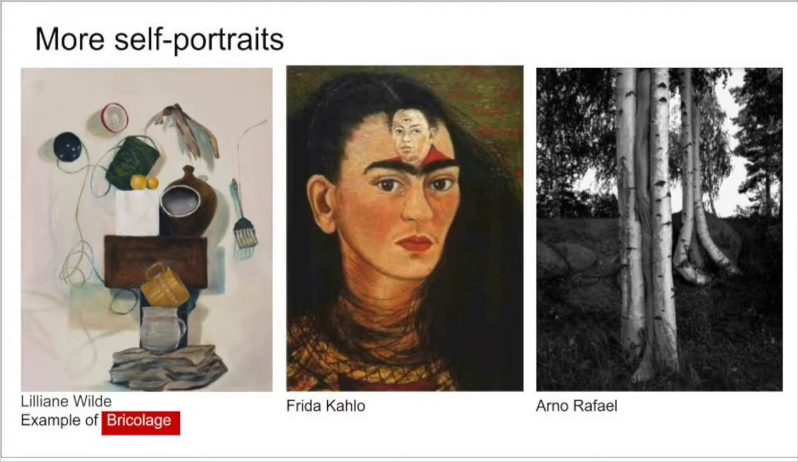Next is a self-portrait by Arno Raphael. He photographs himself in nature, often obscuring his face. If you look closely, you can see his arm between the trees. What do you think he is telling us about how he feels about nature?